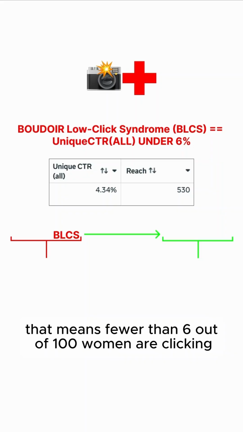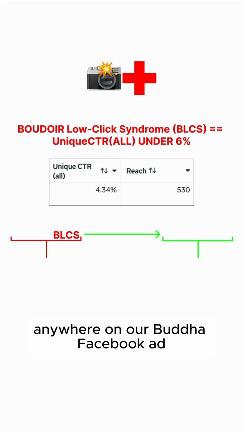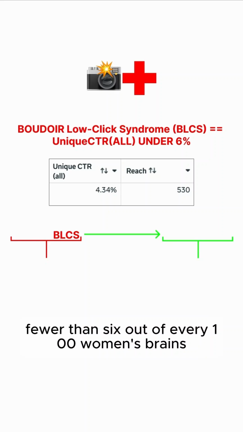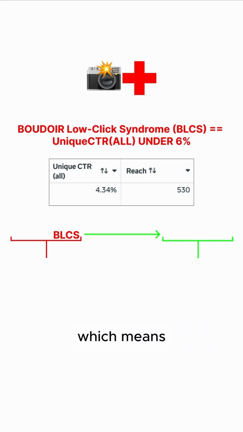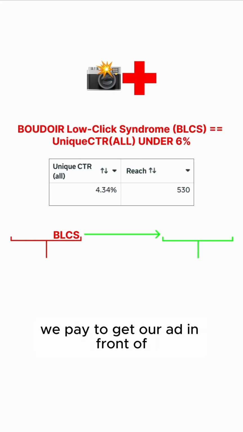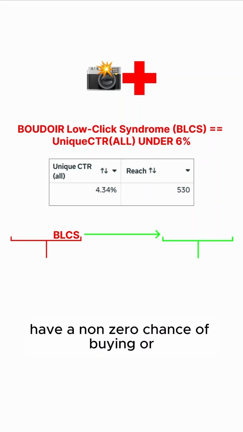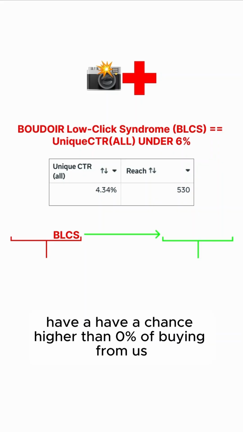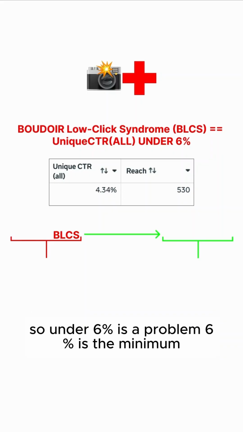That means fewer than 6 out of 100 women are clicking anywhere on our Boudoir Facebook ad, which means our ad is entering fewer than 6 out of every 100 women's brains, which means fewer than 6 out of every 100 women who see our ad, or who we pay to get our ad in front of, have a chance higher than 0% of buying from us. So under 6% is a problem.